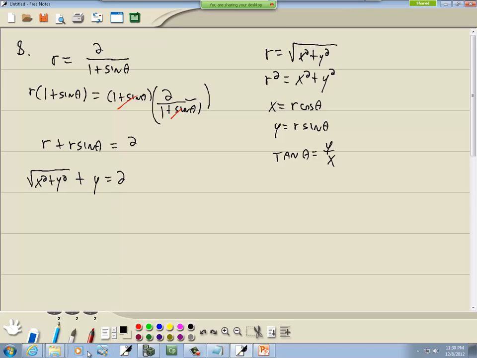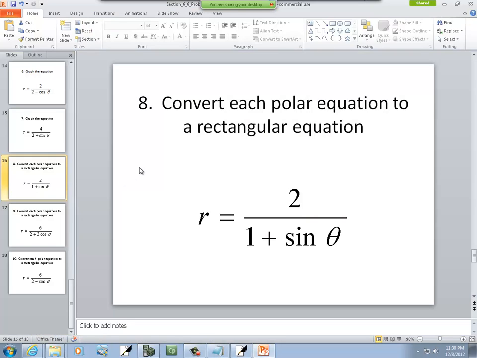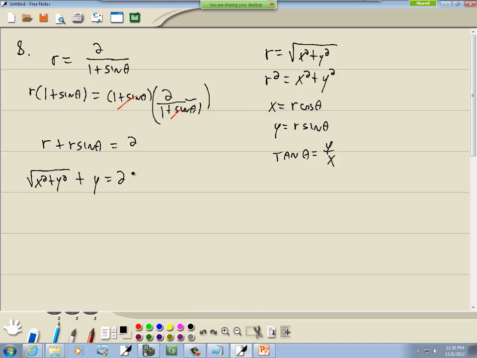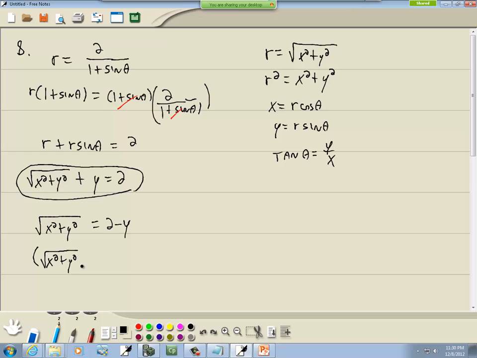Now they're not very specific on what to do. It just says convert it to a rectangular equation. They don't say to write it in standard form. So technically this would be good enough. Now if I want to get rid of the square root, what I can do is take the y to the right side, becomes 2 minus y, and square both sides. Like that. And then this becomes 2 minus y squared.